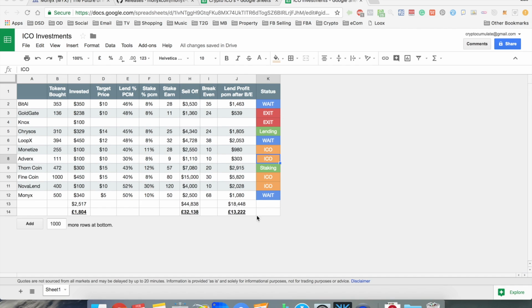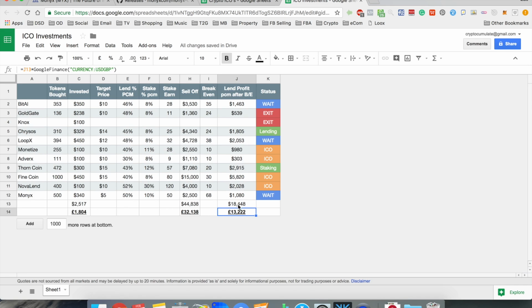I forgot to mention that these currency figures down here, this is also a formula that automatically converts dollars to pounds, because all these ICO and lending platforms operate in dollars. That's why everything is initially entered in dollars, but as I'm in the UK and I obviously work with pounds, that's why I wanted to know this figure.